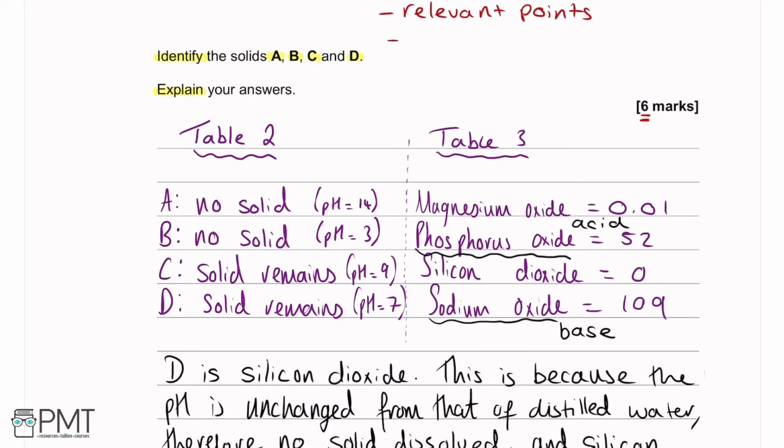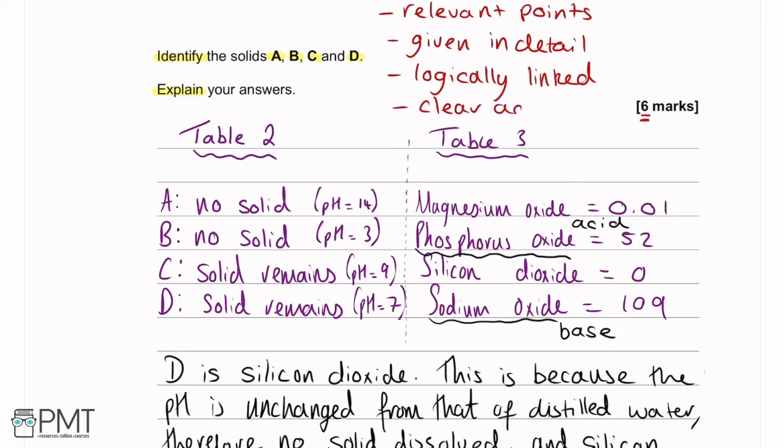And in order to achieve the top marks, which was 5 or 6, the examiners were looking for you to give relevant points. They were looking for you to give those points in detail. They were looking for the points to be logically linked, and they were looking for a clear account.